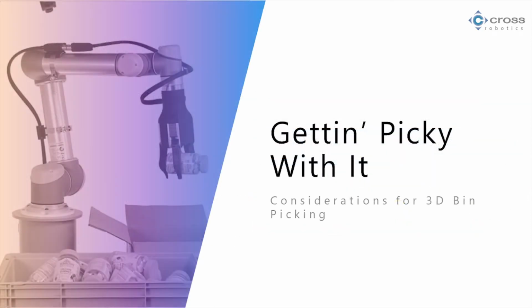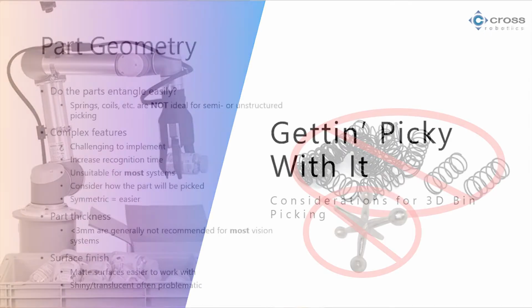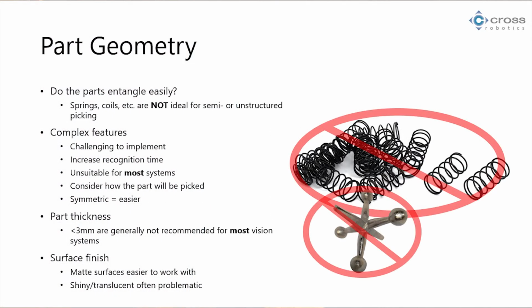So what do we consider when we're actually looking at a bin picking application? Well, number one is going to be your part geometry, right? If you have springs and coils, it's highly unlikely that you're going to be picking exactly one of them out of the bin. Even if you can detect them and tell the robot where to go, you're probably going to grab more than one part every time. So if your parts entangle easily, it's not really a good candidate for even semi-structured bin picking.